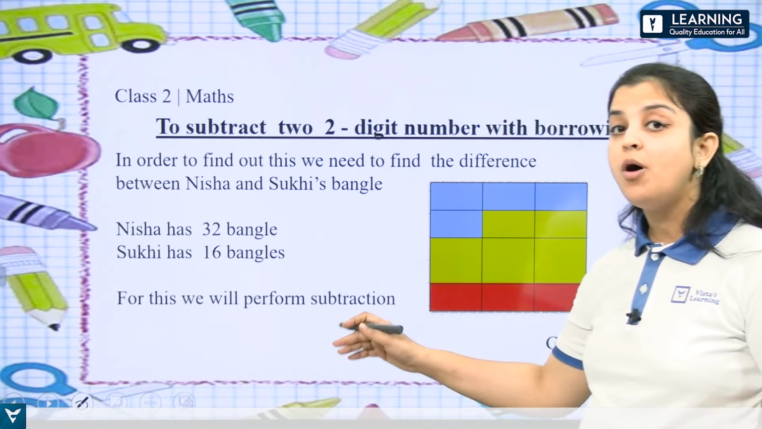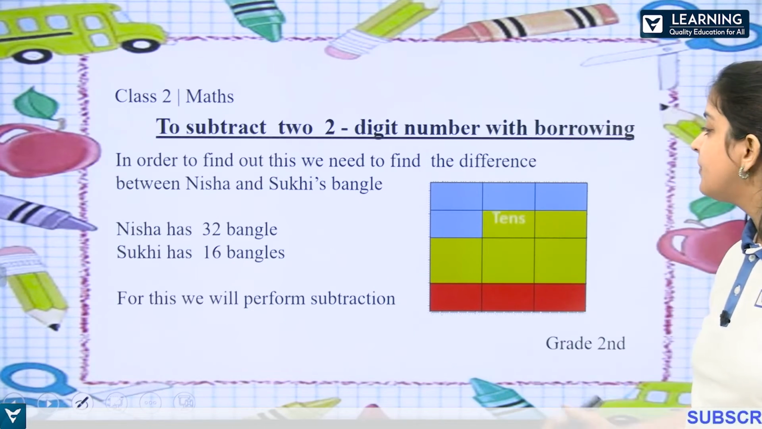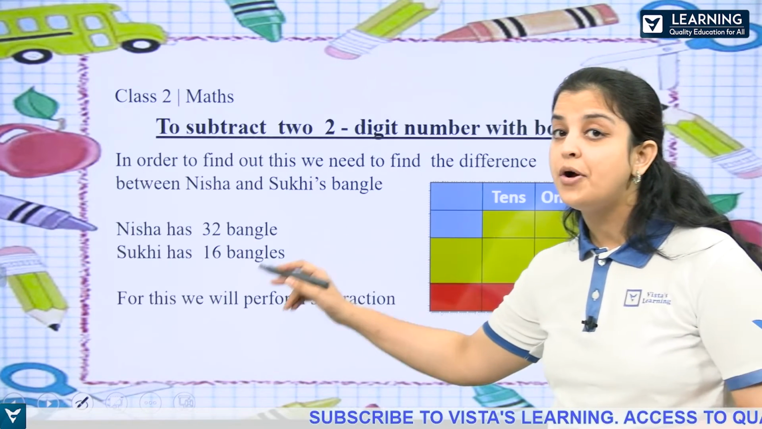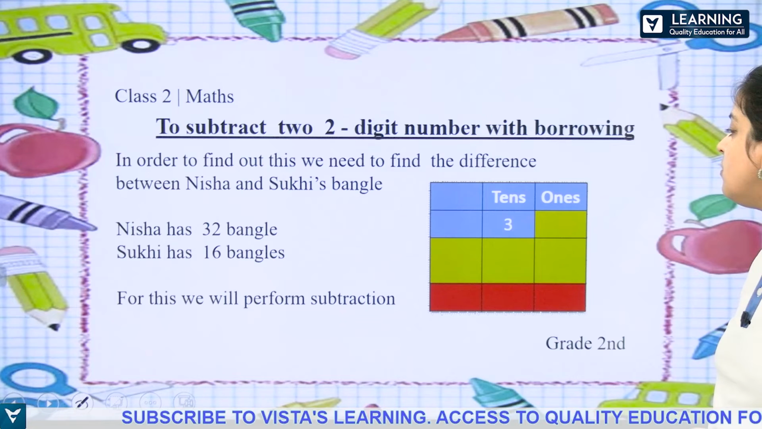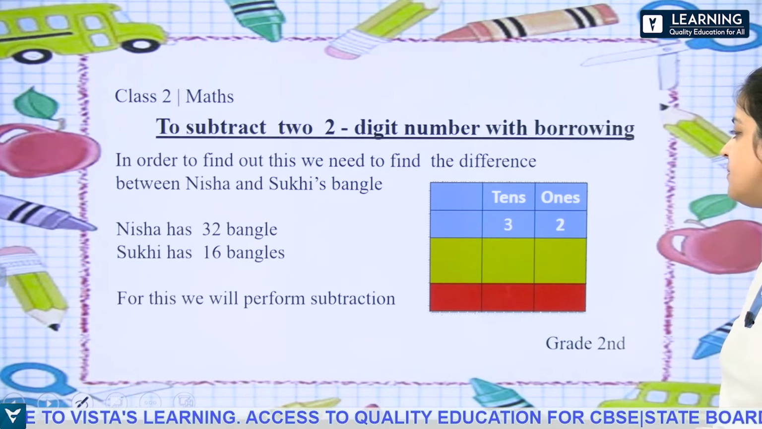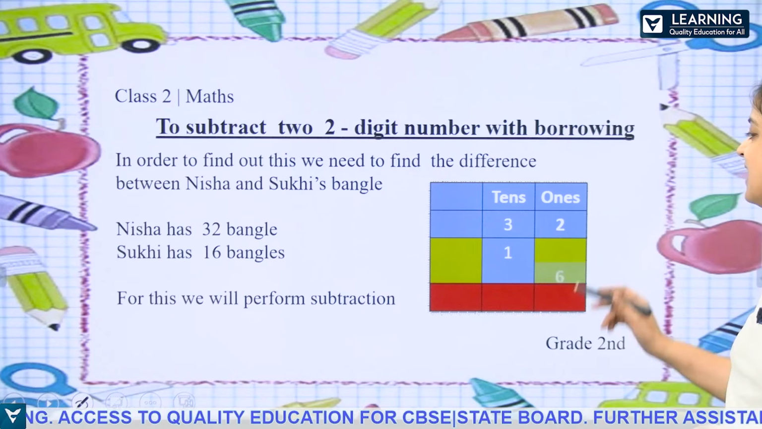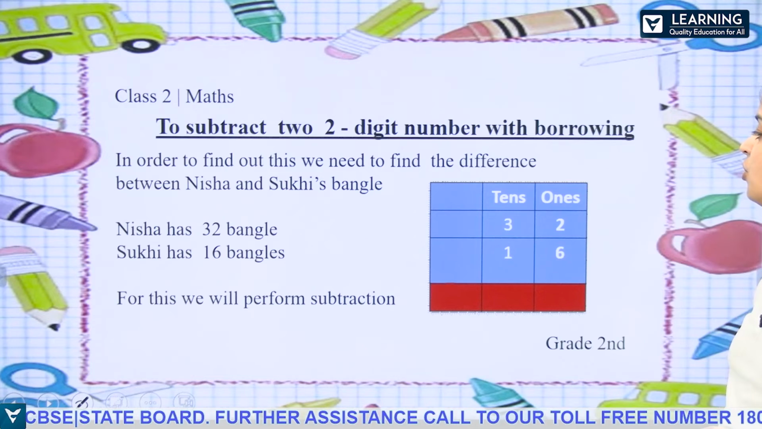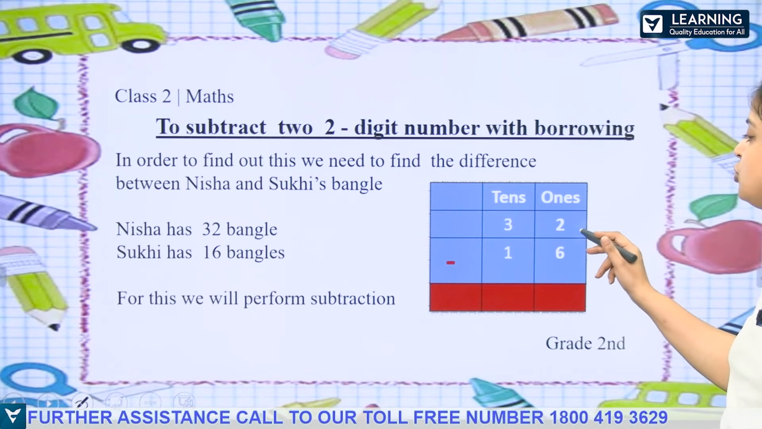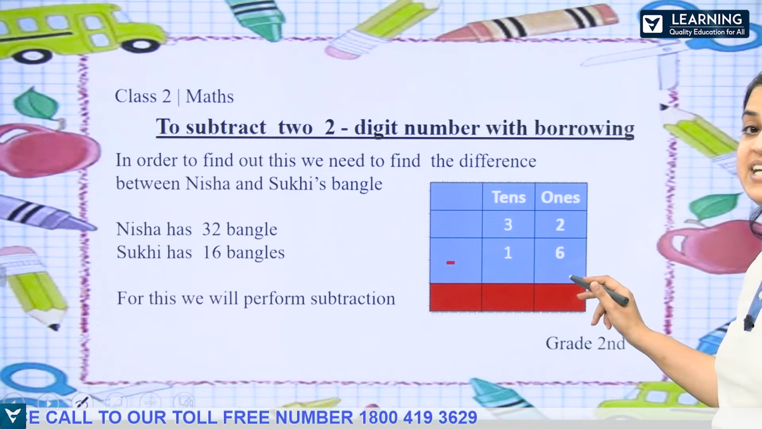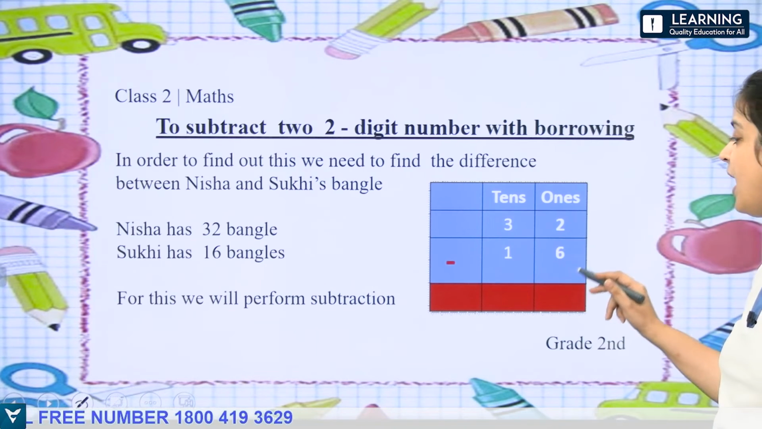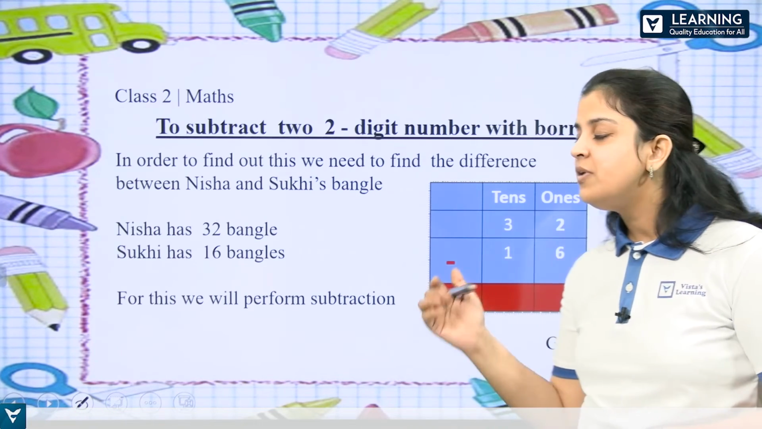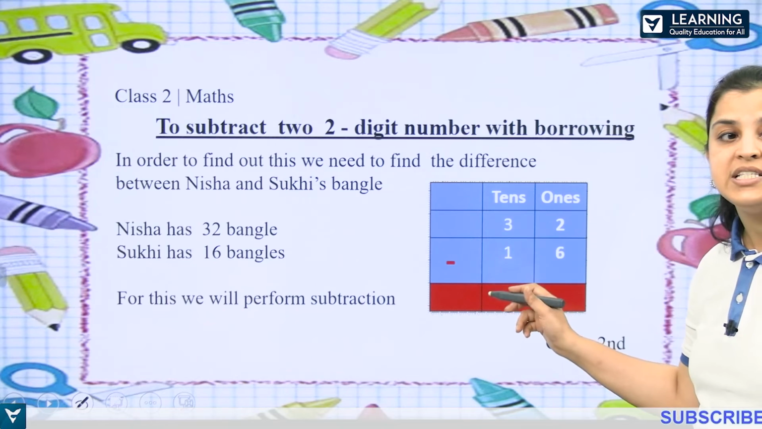For this, we will perform subtraction here in tens and ones. So, I will write numbers according to their place value. So, 3 will be in tens place, 2 will be in ones place, 1 will be in tens place, and 6 will be in ones place. Now, I will do the subtraction. Subtraction, we always start from the ones place. Now, 2 is a smaller number, 6 is a greater number. So, we cannot subtract a greater number from a smaller number. So, what do we need to do here? We need to take a borrow from tens place.